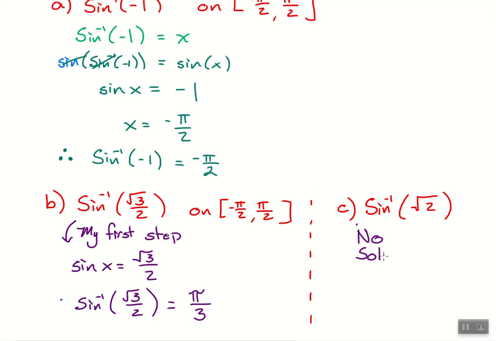Specifically, no solution. But no, this input is not in the domain. We can't do this problem. There's nowhere on the unit circle where sine is root 2. It just doesn't exist. Root 2 over 2 is fine because that's less than 1. But root 2, never happens. Awesome. Feels okay, feels awful.